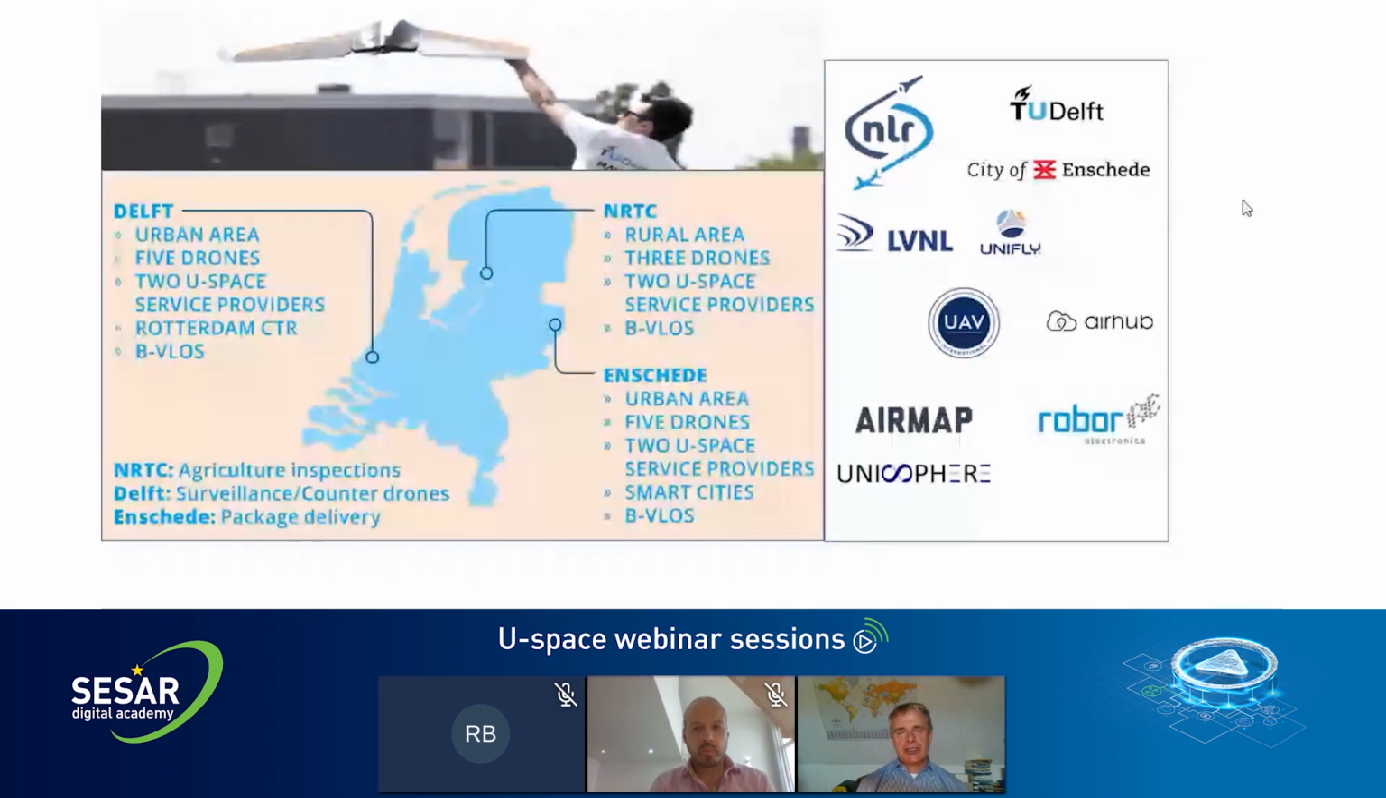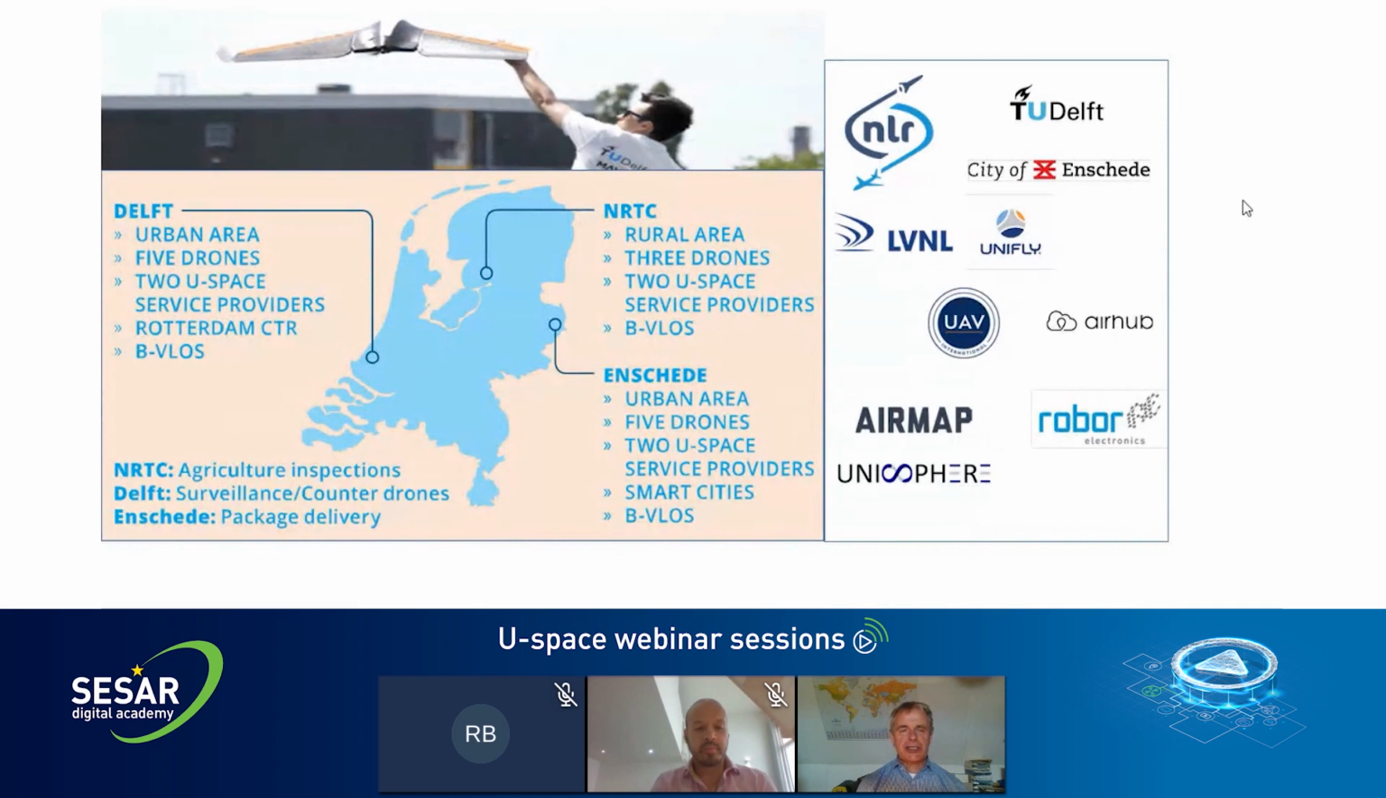The first demonstration was at NRTC, which is a test site, the NLR Airpass Test Center in a rural area. So we had a lot of space where we flew 3 drones simultaneously that were organized by 2 use space service providers. The use space service providers had both a separate area where they were organizing the traffic, while we had 1 drone that was passing through both areas, so some coordination needed to take place.